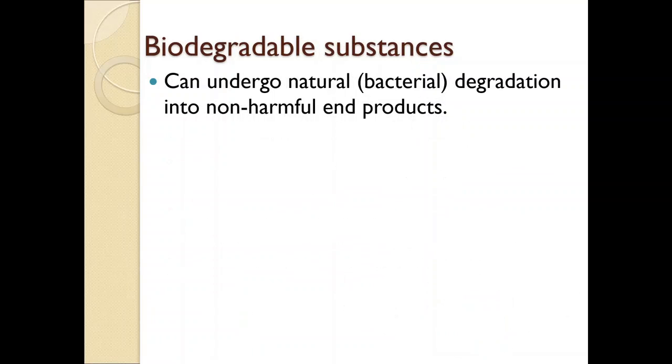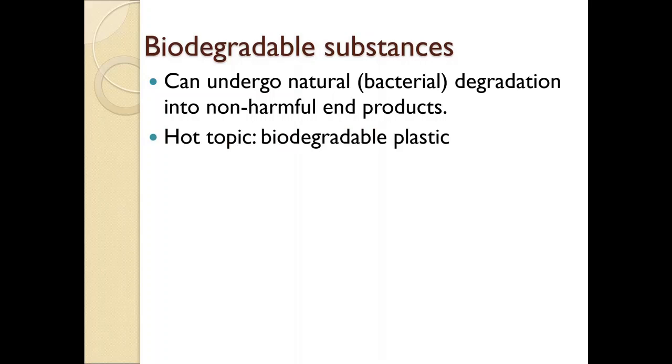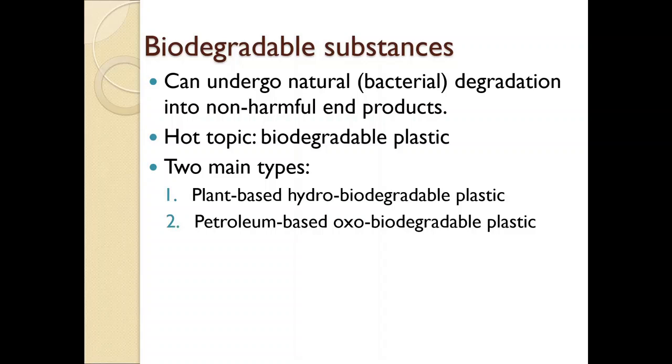The next amelioration method that we're looking at is using biodegradable substances. Biodegradable substances are those chemicals that can undergo natural degradation into non-harmful end products. And by natural, we usually mean from bacteria. The hot topic for biodegradable substances is biodegradable plastic. There are two main types of biodegradable plastic, and we'll look at each one. There's plant-based hydro-biodegradable plastic, hydro meaning water, and then there's petroleum-based oxo-biodegradable plastic, and that's through oxidation processes.